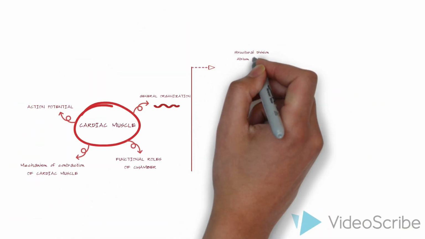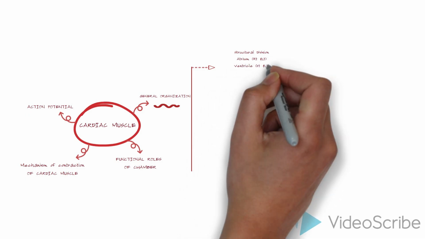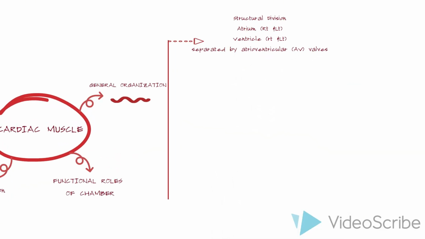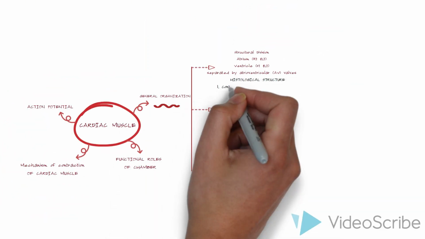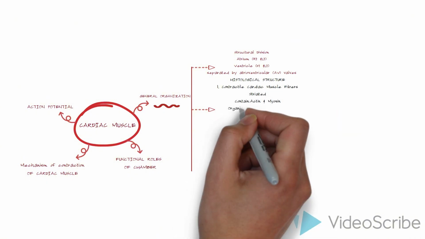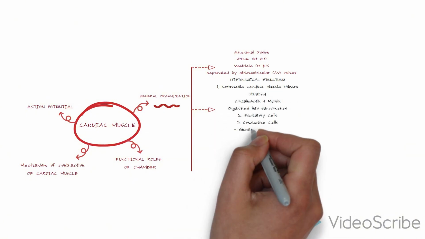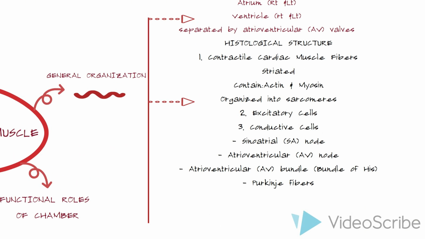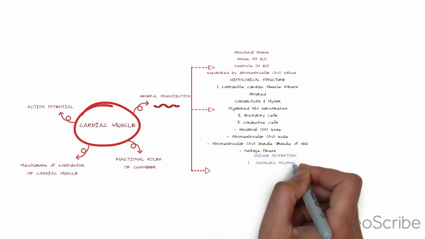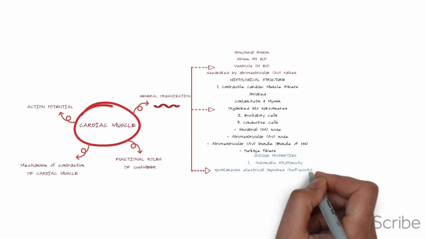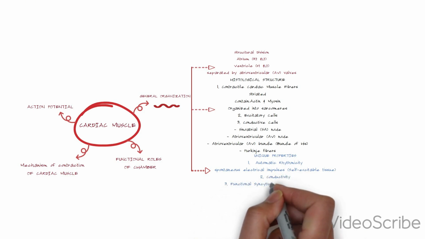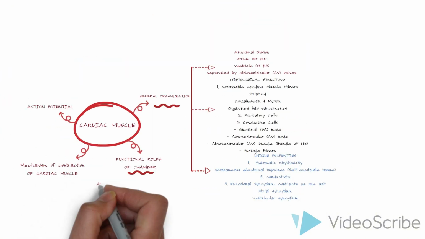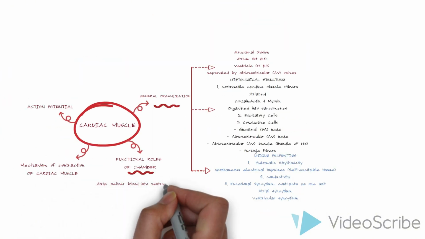Let's quickly recap. We started with the general organization of the heart: atrium and ventricle, right and left. Physiologically, cardiac muscles include contractile cells, the automatic or rhythmic cells, and the conductive cells, and the cardiac muscle is striated, containing sarcomeres, actin and myosin. Functionally, the atrium pumps the blood to the ventricle, the right ventricle pumps the blood to the lung, and the left to the systemic circulation.